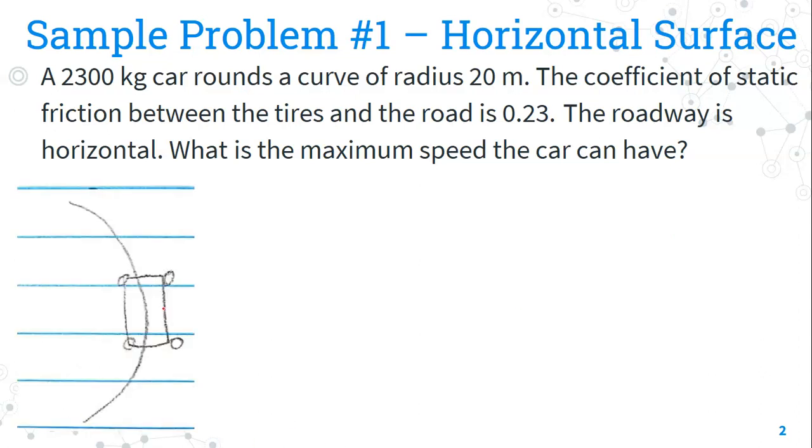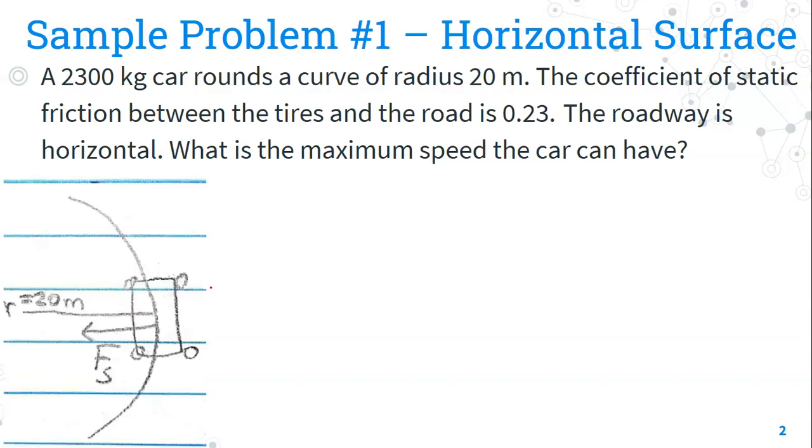So there's a car rounding a curve. Remember that the centripetal force always points towards the center of the circle. So let's go ahead and draw in some forces. This force of static friction, which is what's causing the centripetal force, points towards the center of the circle. And the force of static friction acts as the centripetal force because it allows the car's tires to stay in place around the curve. The radius is 20 meters. And why is it important that the roadway is horizontal? Well, that's so that we know the normal force is equal to the weight of the vehicle.